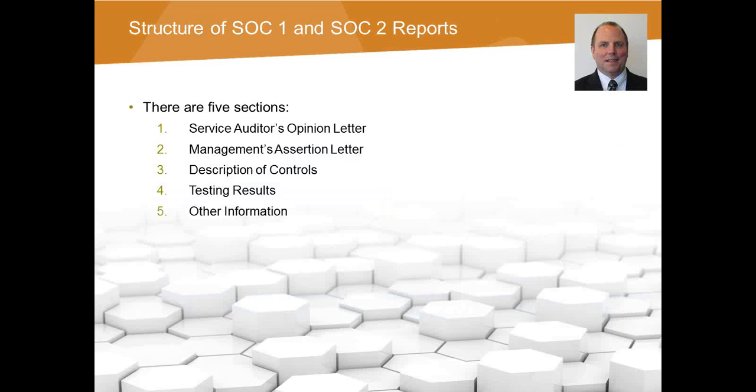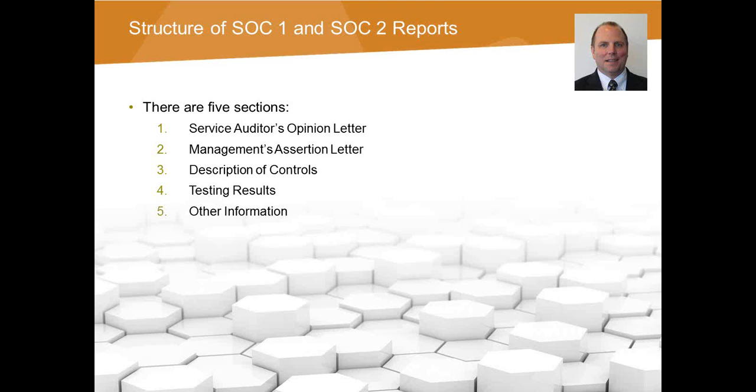There's 5 sections to a SOC 1 or a SOC 2. For most of you, if you're doing this for financial statement purposes, you want a SOC 1 or a SOC 2. The first is the service auditor's opinion letter. The second is management's assertion. Management's assertion for a SOC report is very similar to management's assertion for a SOX 404 assertion. So I'm hoping most of you are familiar with SOX, but that's the parallel there. Section 3 of the report is a description of controls. So you can think of this as a narrative.